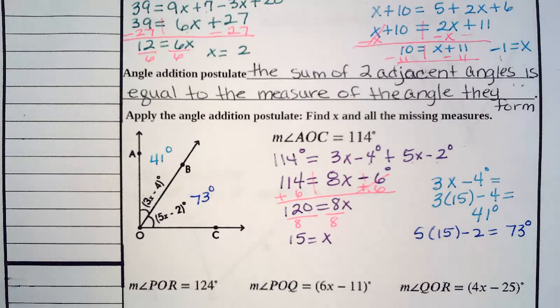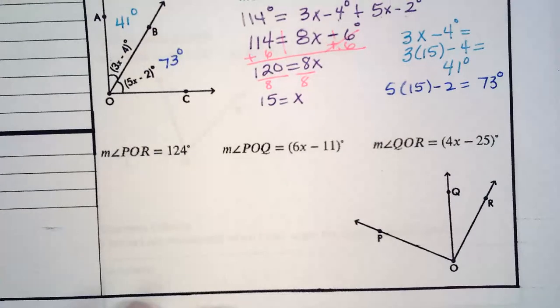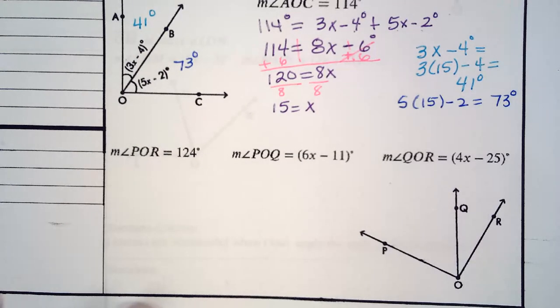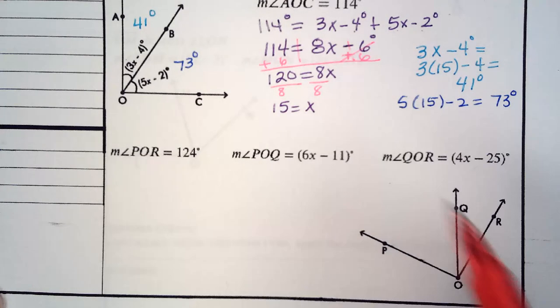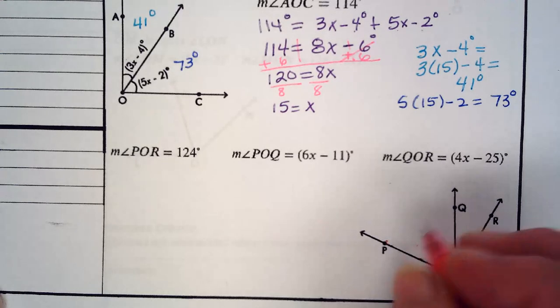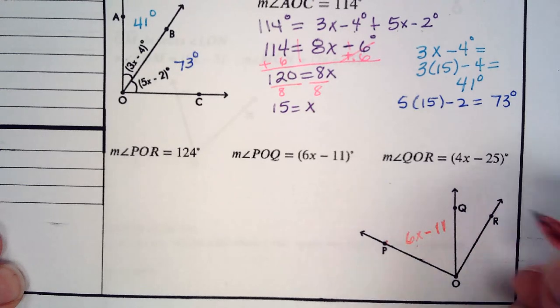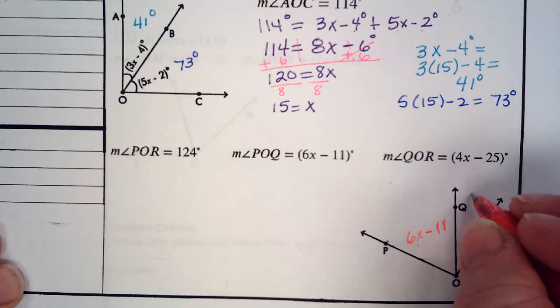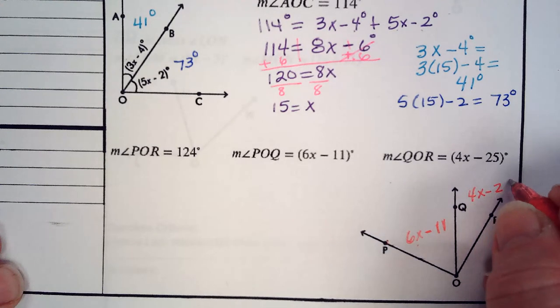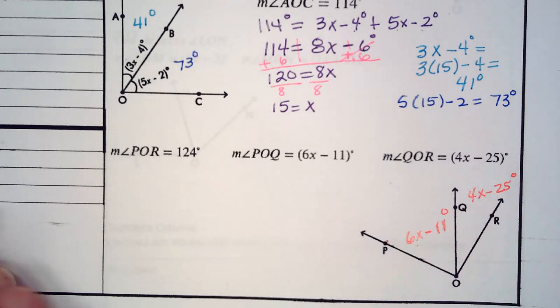We've got two pieces here. Can you put those expressions in the correct spot on the diagram? Because whenever we do a diagram, we want to make sure that we identify correctly what's going on. So if I'm looking at this, POQ is 6x minus 11. QOR is 4x minus 25, and that's all in degrees.